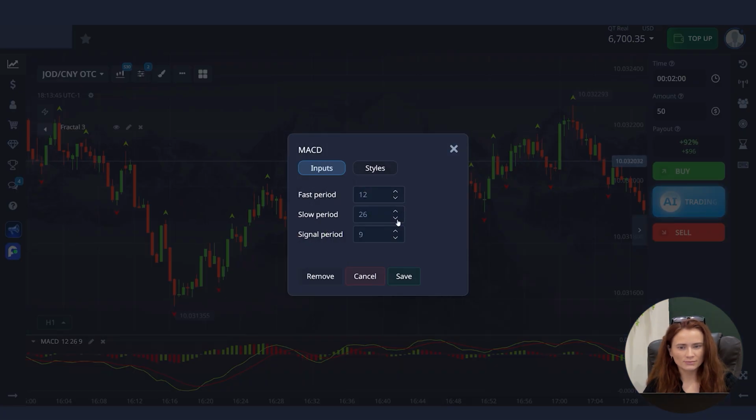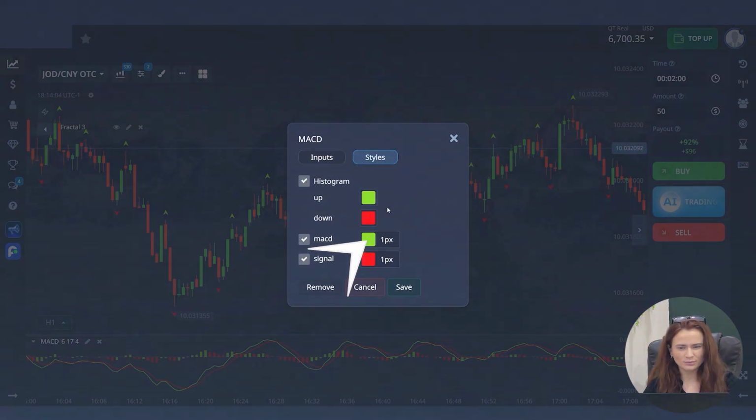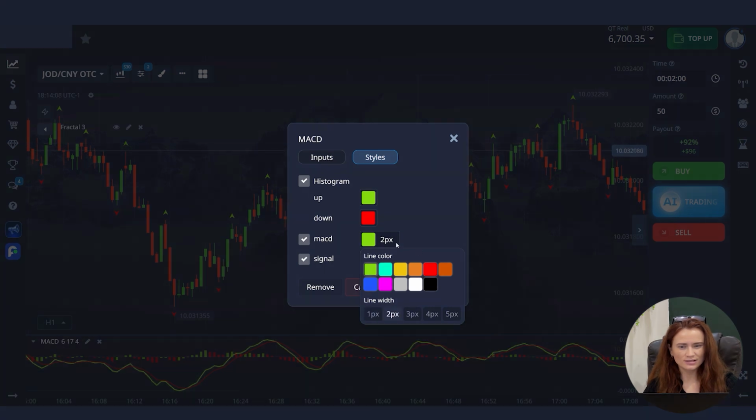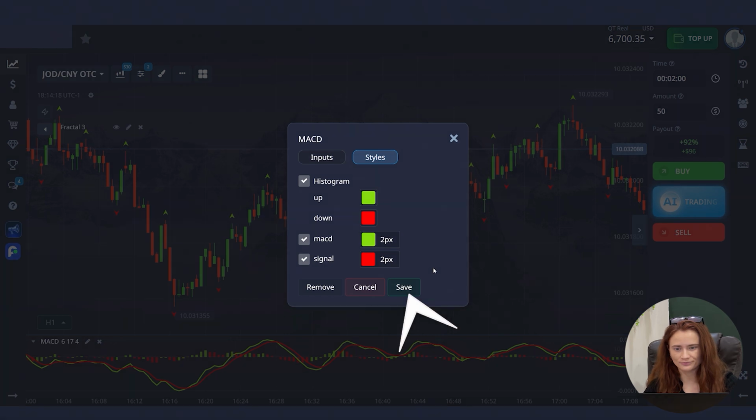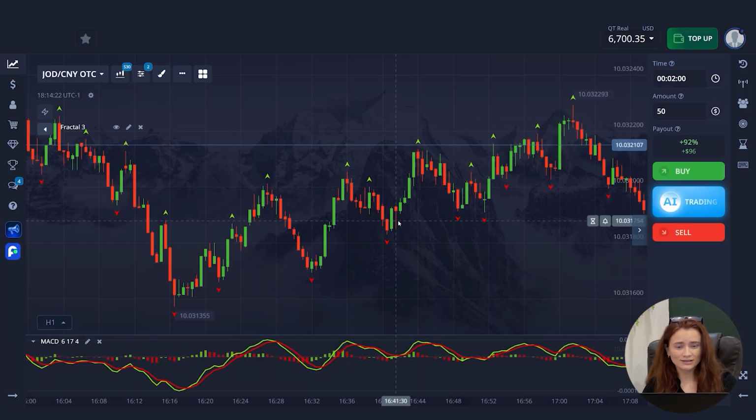And next we'll go to the animicity indicator. Parameter fast period needs to be 6. Slow period decrease to 17. And signal period will be 4. And I will leave everything standard in the display style settings and increase the thickness of the animicity and signal lines. And this completes the configuration.